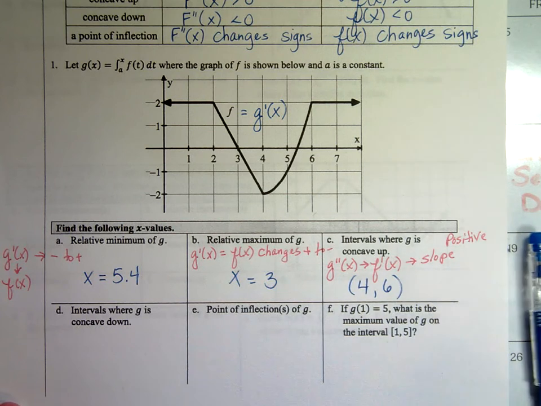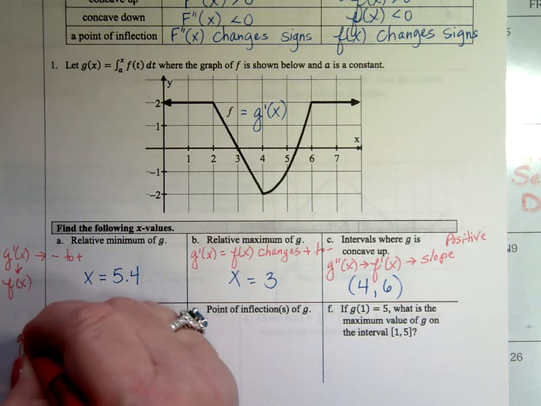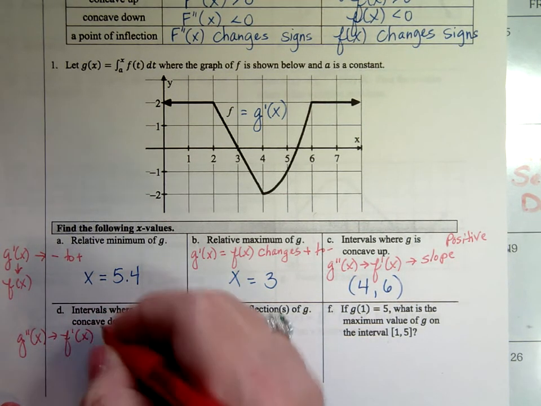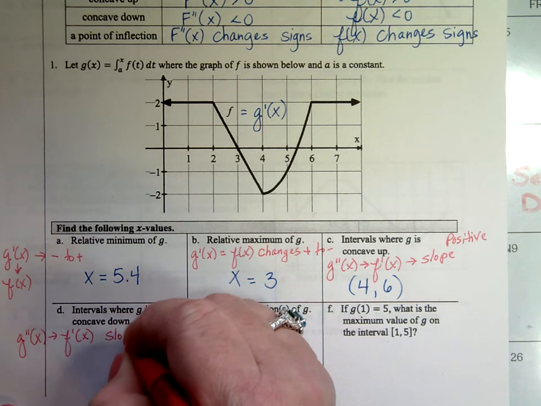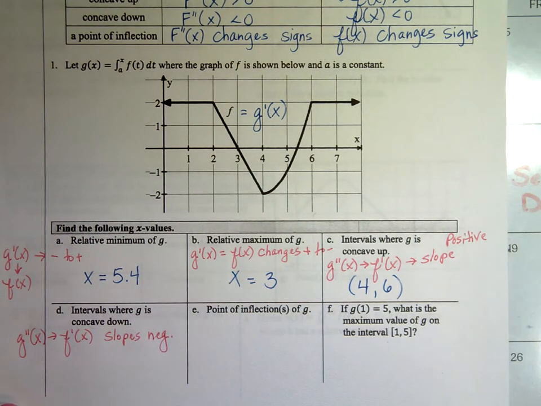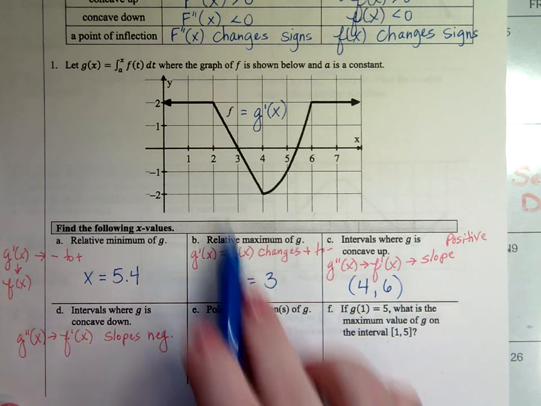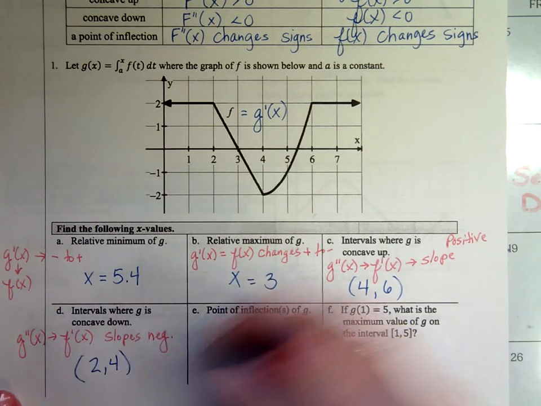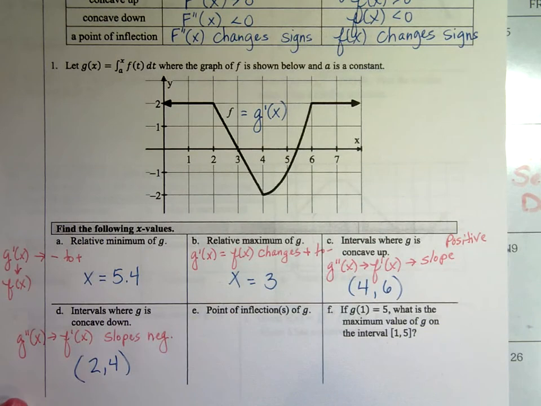Concave down has the same reasoning. You've got g double prime of x, which is f prime of x, and I want to know where the slopes are negative. Where are they decreasing? And that would be between 2 and 4. And that's it, because everybody else is either increasing or positive.